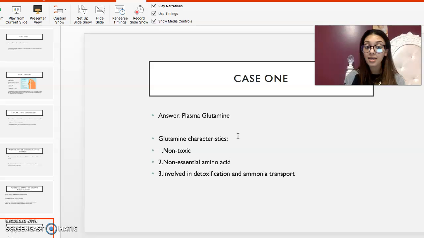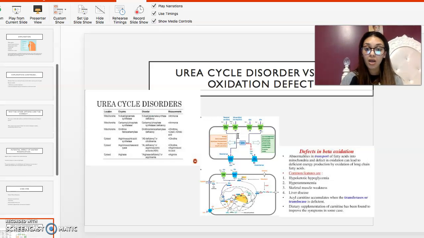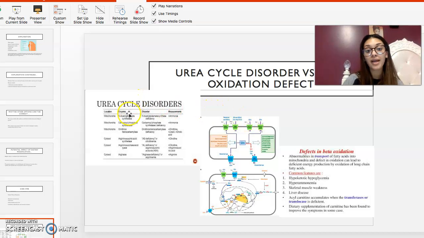It's non-toxic, it's a non-essential amino acid, and it's involved in detoxification and ammonia transport. Over here, I included several pictures of urea cycle disorders and the defects in beta oxidation, just to show comparisons, similarities and differences. In the middle, I put the glutamine transport cycle to see how everything is going. I know it's a little bit hard to see, but it's a good visual to look back on.